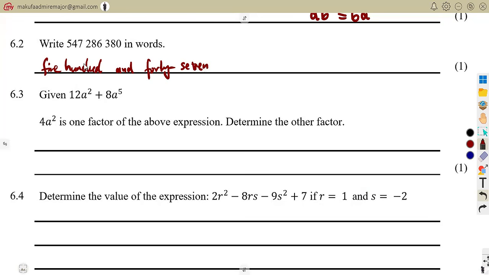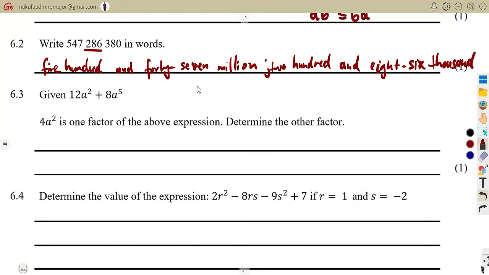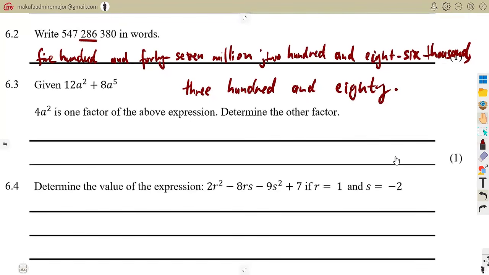547 million. So this whole part is under a million. Then we move to 286,000. So that is 286. So we need 80 there. That is 86,000. Then the rest there is the 380. So you can just put a comma there and have it as what? 380. And all right, so that is it in words.